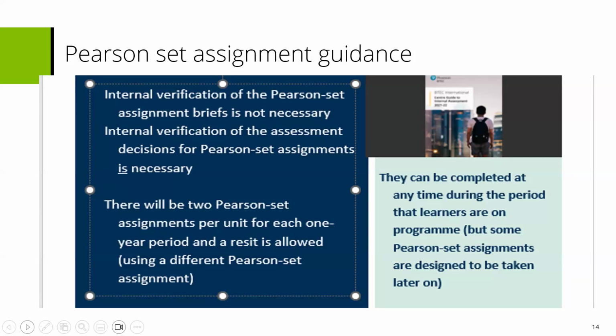Pearson set assignments can be completed at any time of the year during the period that the learners are on programme, but some of the Pearson set assignments are designed to be taken on later. In particular, Unit 7 on the Level 3 qualification is about business decision making, and therefore the learners need to have enough experience, knowledge, and confidence in order to embark on that assessment.